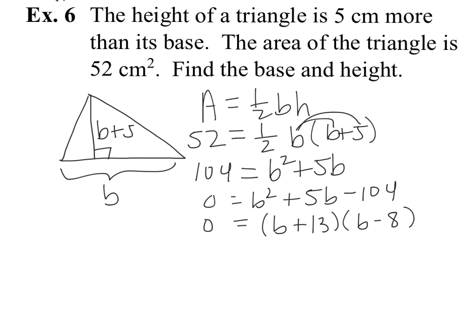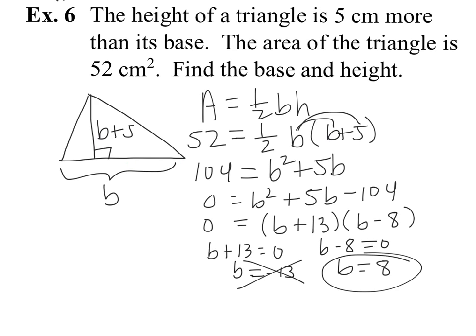Then we'll use the zero product property and set each of those factors equal to 0. The only way I can multiply them together and get 0 is if one of them is equal to 0. So b is either negative 13 or b is positive 8. But in this context, even though negative 13 is a perfectly fine algebraic solution to this equation, it doesn't make sense in our context because b, remember, was representing the side of a triangle. And because of the ruler postulate, we know that that number has to be positive. So we're going to toss out this solution and take this one. And so for our base, the base of our triangle then would be 8 centimeters, and the height would be 5 bigger than that, would be 13 centimeters.